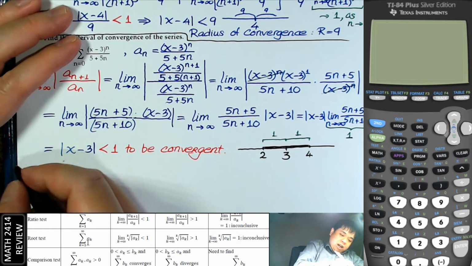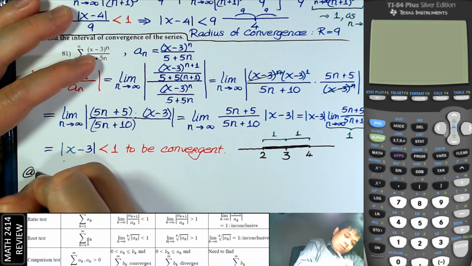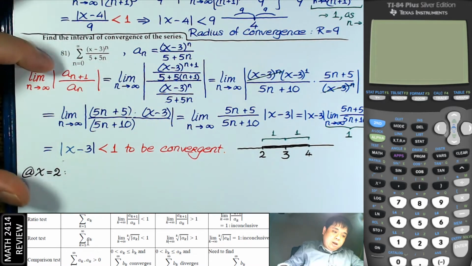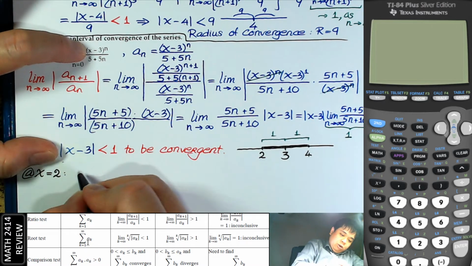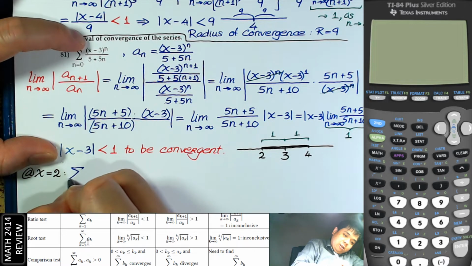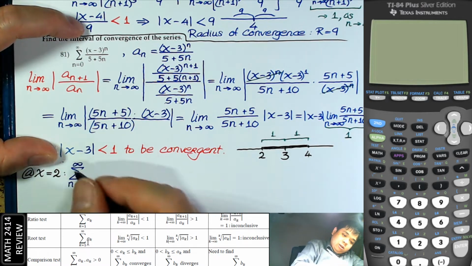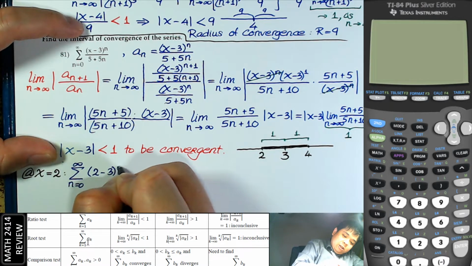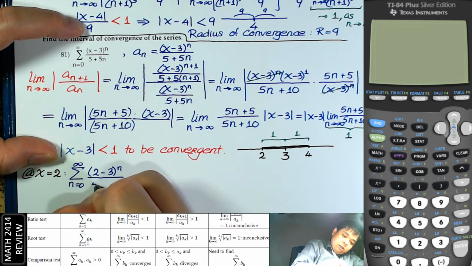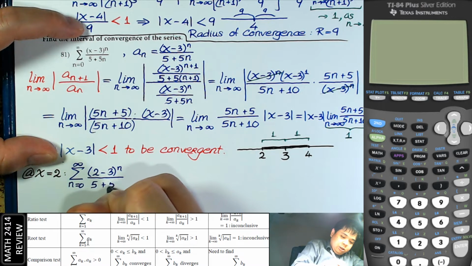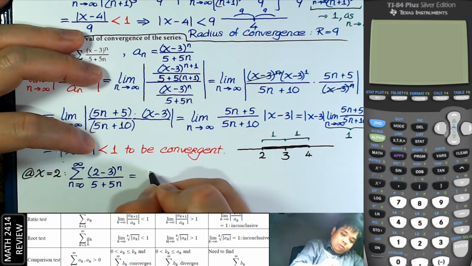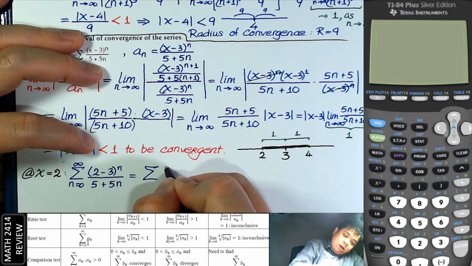So first we check at 2. When x is equal to 2, I will substitute into the original series for x. 2 minus 3 is minus 1.